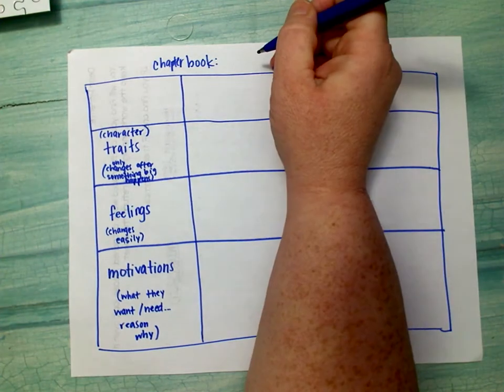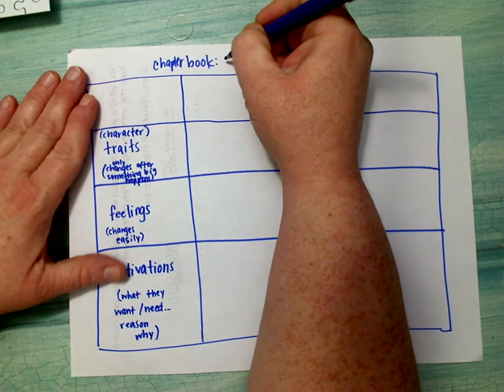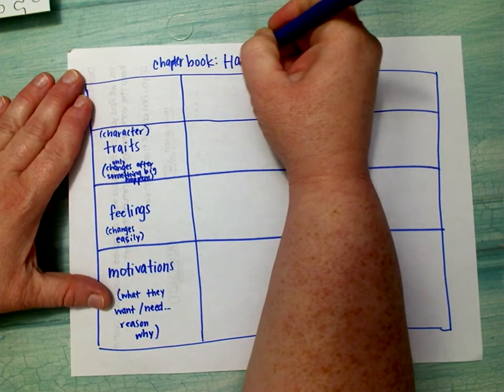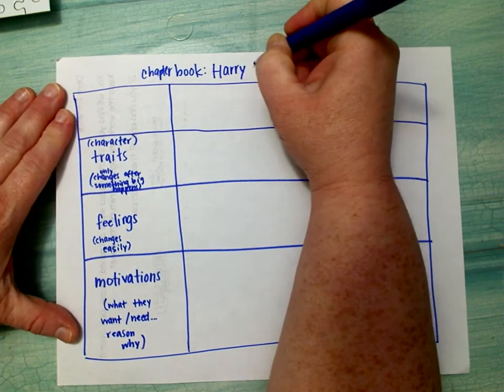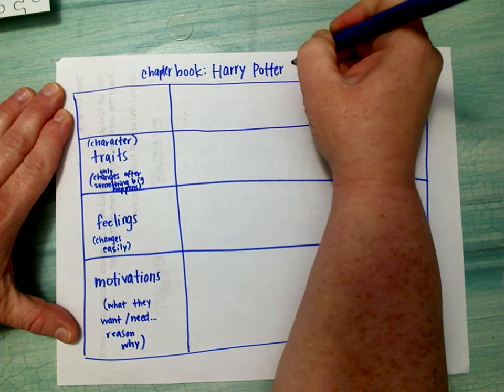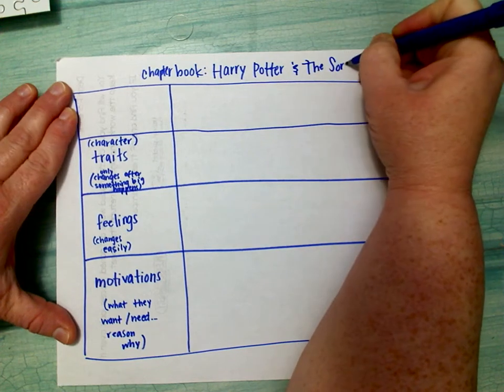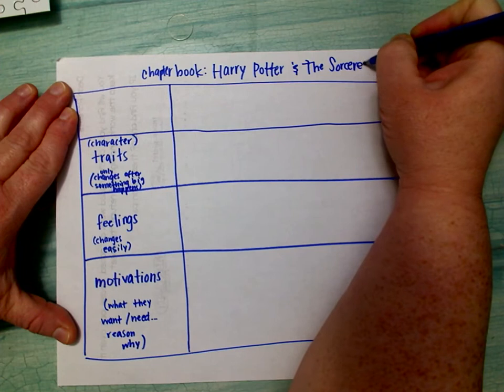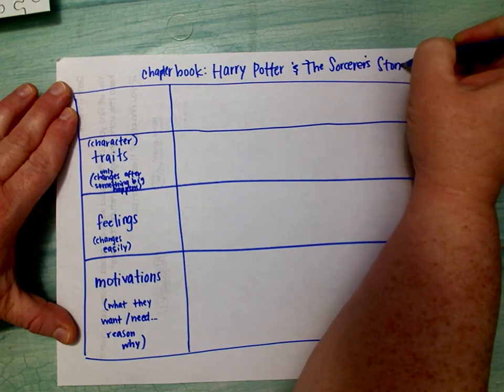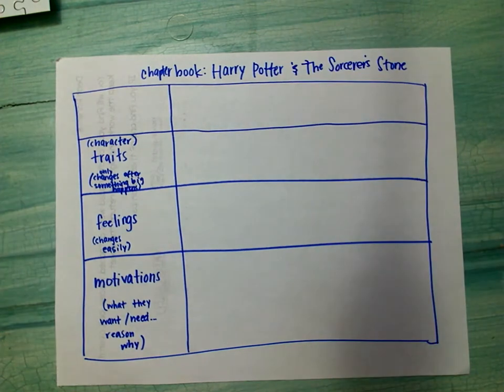Okay, so first of all, I'm going to use the chapter book that my class and I just finished together, which is Harry Potter and the Sorcerer's Stone. All right, so that's the book we just finished. You want to choose a chapter book you've read a few chapters of. You don't want to choose one that you just started, because it'll make it harder to find this information, and we don't want it to take you forever.